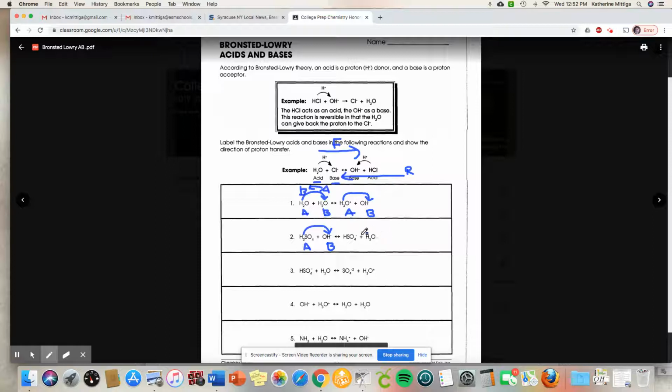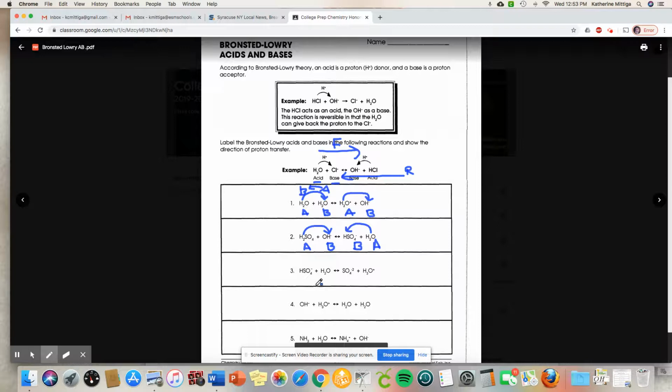Now let's look in the reverse. HSO4 minus becomes H2SO4. How could you go from 1 H to 2 H's? I must have gained a proton from this. So H2O now only has 1 H. It gave it away. So this is our acid because we donate. This is our base. All right, let's try another one.